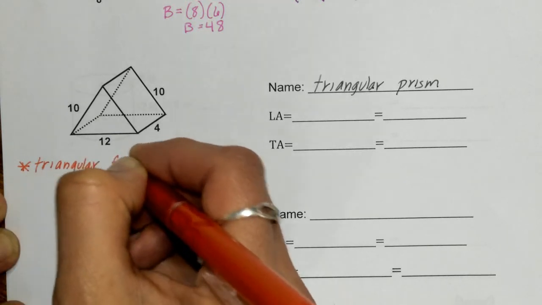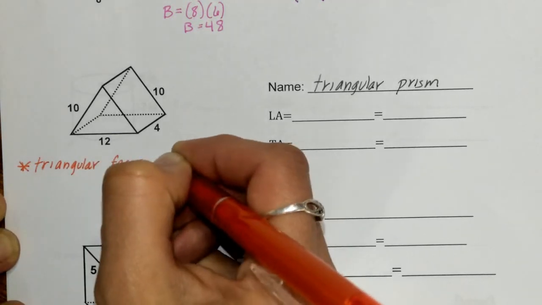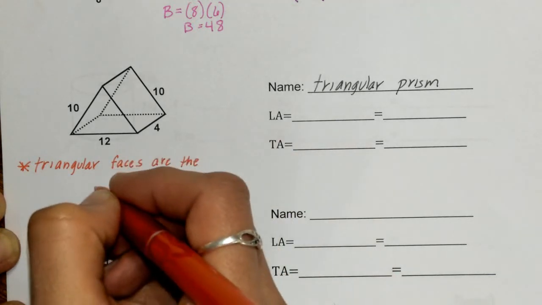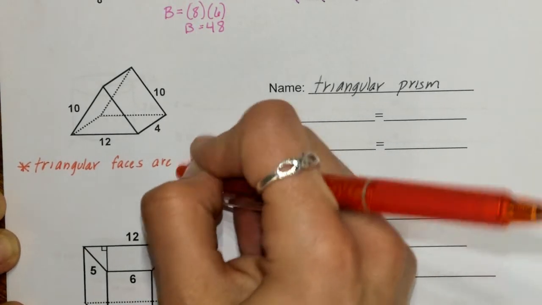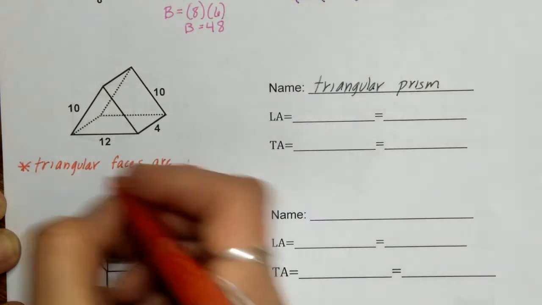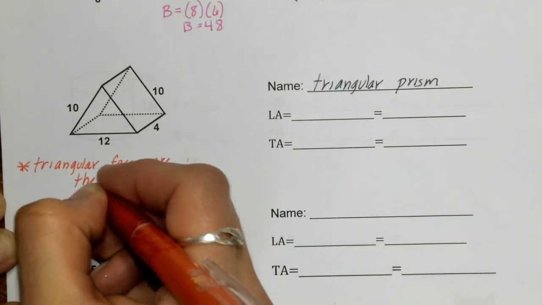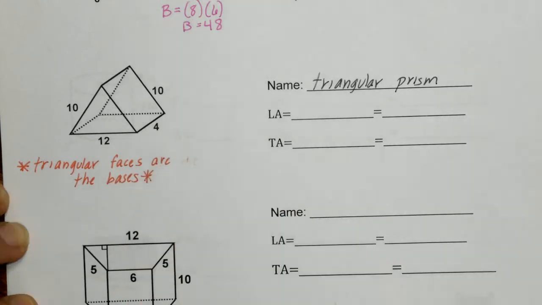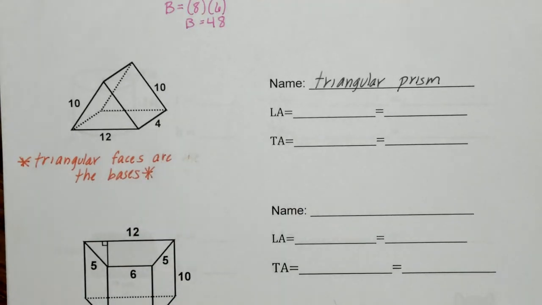Triangular faces are the bases. I'm actually going to move this down so I have some room over there for work. Triangular faces are the bases. This is extremely important because students, if they have a problem like this, they always want to say the base is what's at the bottom. Bases are not always at the bottom, okay?